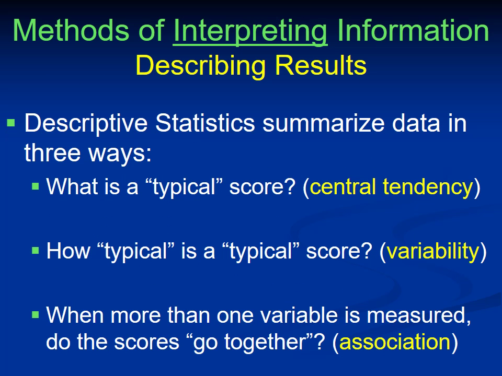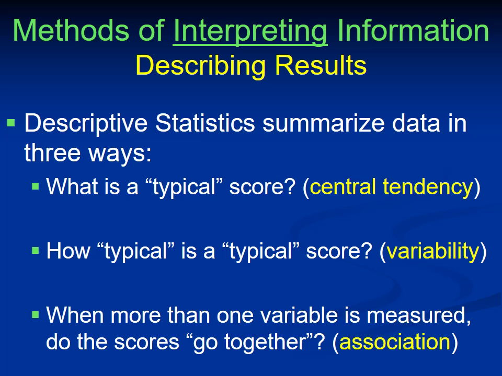This lecture is going to be focusing on descriptive statistics. So descriptive statistics summarize data in three ways. They tell us what a typical score is, otherwise known as some measure of central tendency. They also tell us how typical this typical score is, and that's basically the variability in your data. And then also, if more than one variable has been measured, descriptive statistics can tell us whether the scores on those two sets of data go together or not. That's going to be a measure of association.